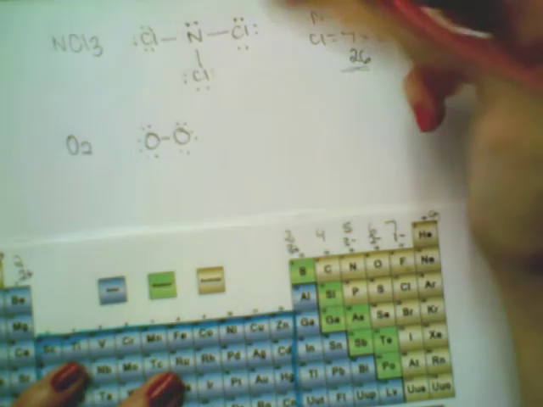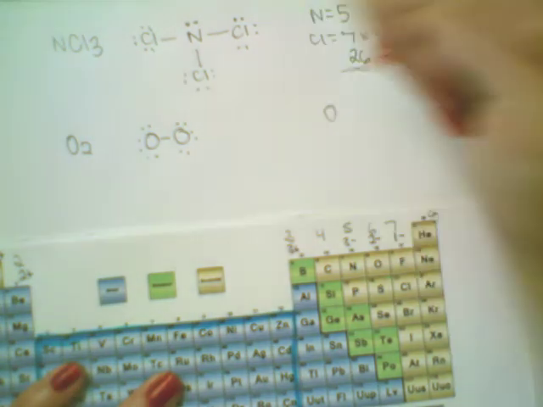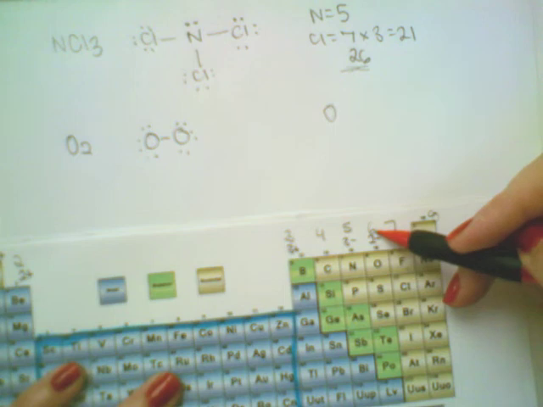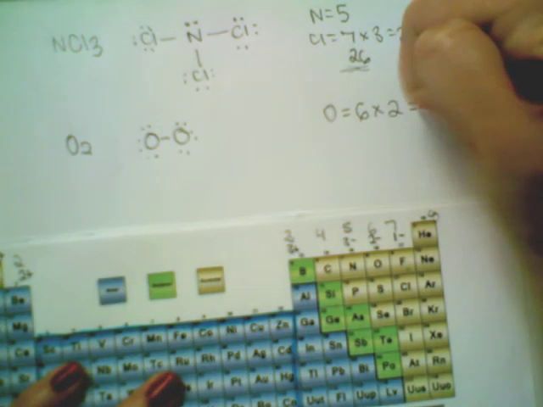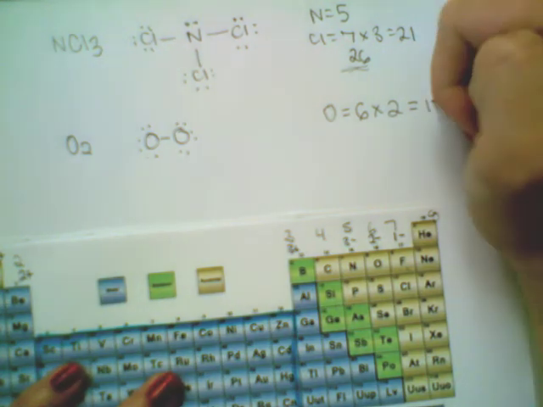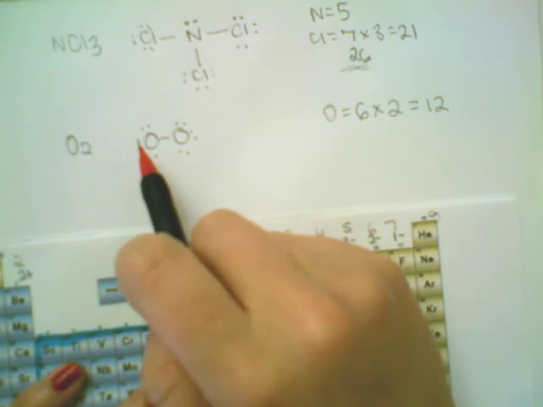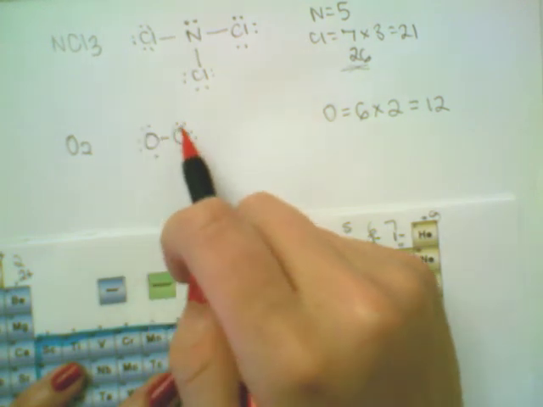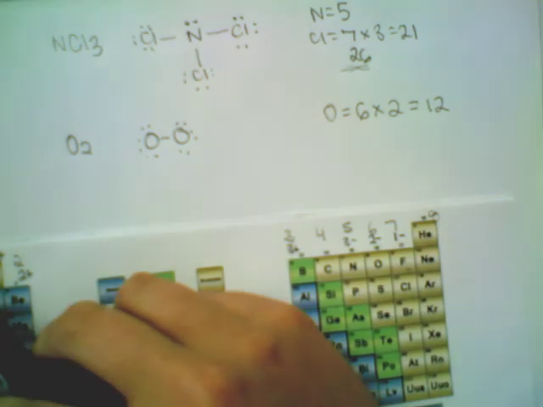Each oxygen atom contributes 6 electrons. So the total number of electrons that O2 has for bonding is 12. So we go to our structure, and right now we have 2, 4, 6, 8, 10, 12, 14. So we have too many electrons in our structure.